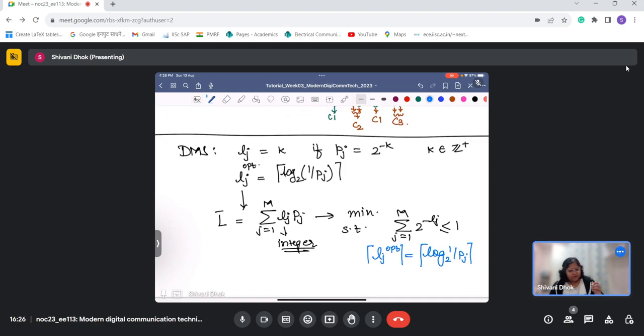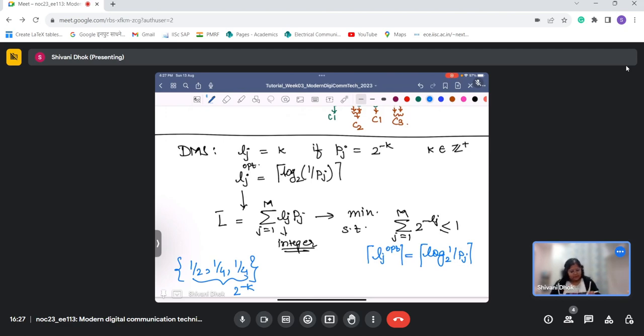Now if this probability is of the form 2 to the power minus k, let's say it is something like this: 1 by 2, 1 by 4, 1 by 4. Suppose I have symbols like this. So all of these are of the form 2 to the power minus k. Is this fine?